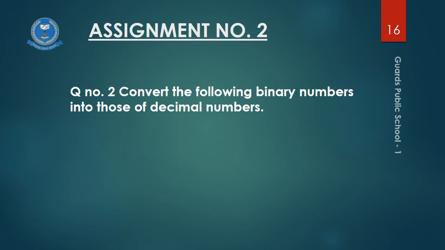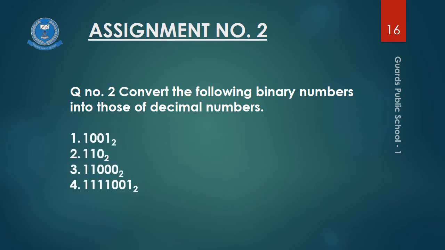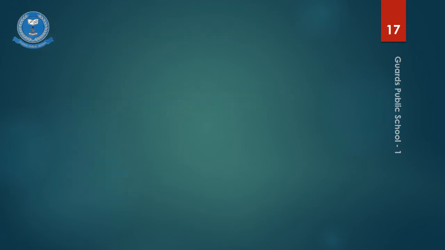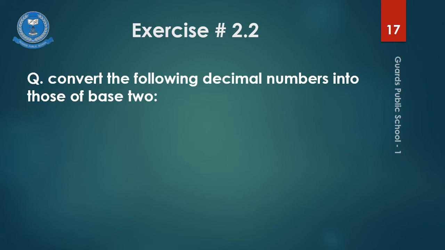Students, I hope you have understood how to convert binary numbers to decimal numbers. You were given these 4 binary numbers to convert into decimal numbers. Now come to the next question of exercise 2.2. Convert the following numbers into base 2. Now you have to convert decimal numbers into binary numbers.